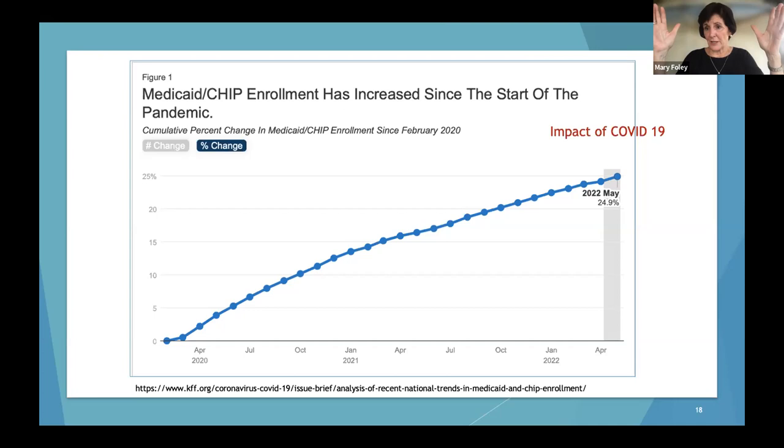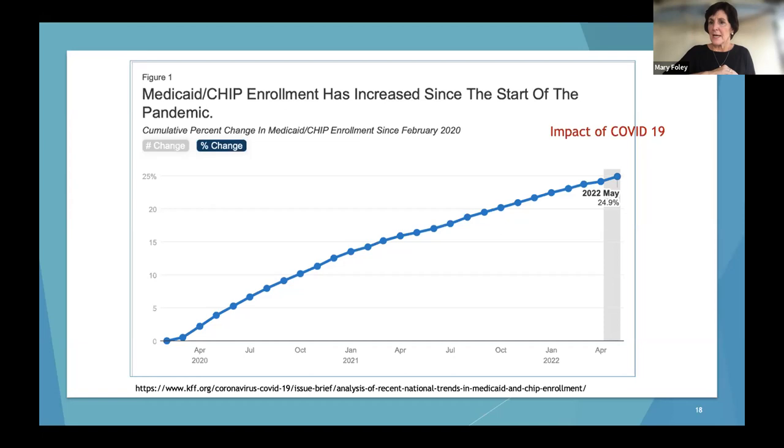So imagine you're a state government with a state budget that has to be balanced at the end of the year. Unlike the federal government, they do not have to balance their budget. Every state is responsible to balance their budget. So when you say, why can't the state offer more services? Why can't they increase those reimbursement rates? All of a sudden, an event happens and boom, that enrollment goes up.